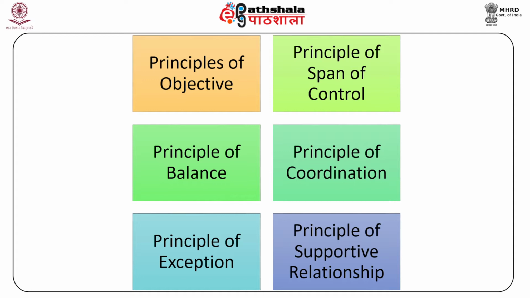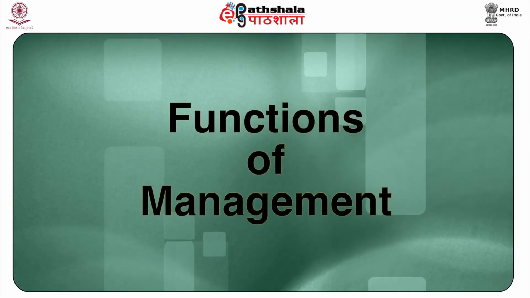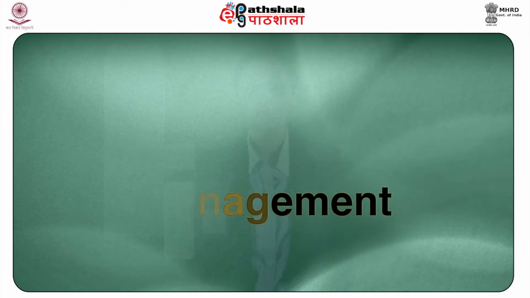The next is principle of supportive relationship. This principle was given by Likert. According to him, managers or bosses should provide all kinds of support to their subordinates. The support can be moral, social or psychological. Next, we will be discussing the functions of management.